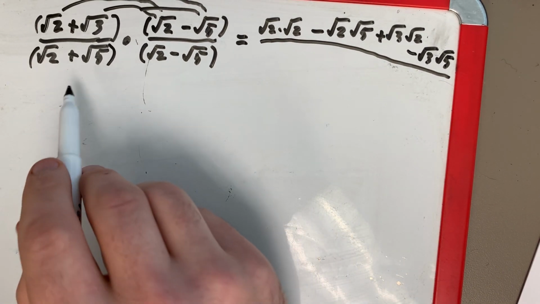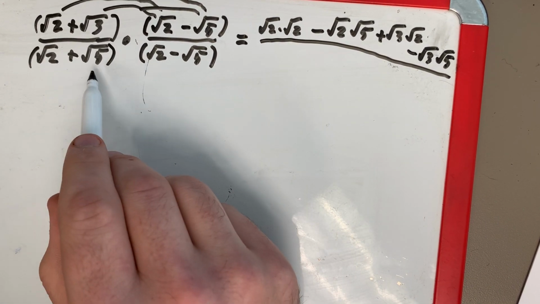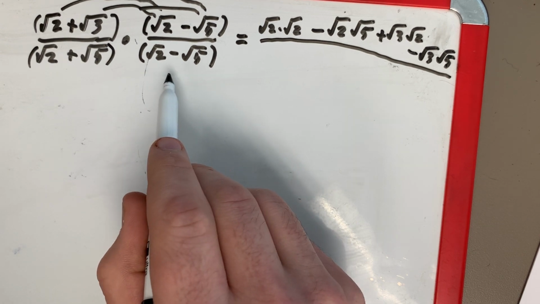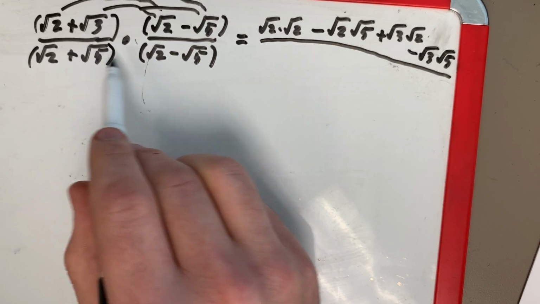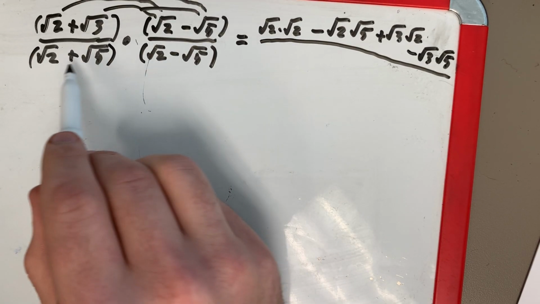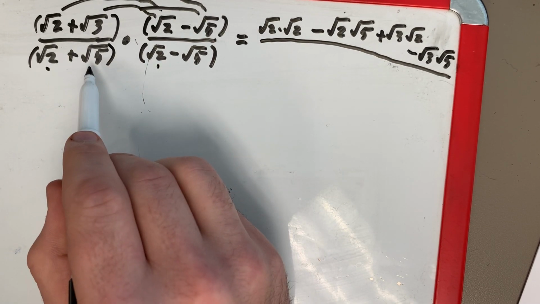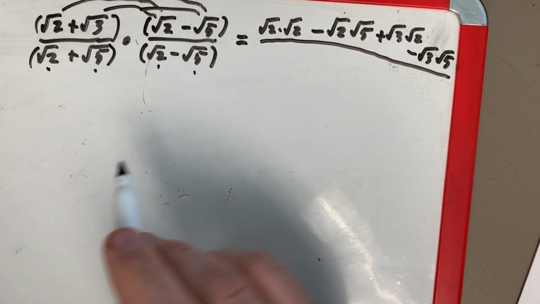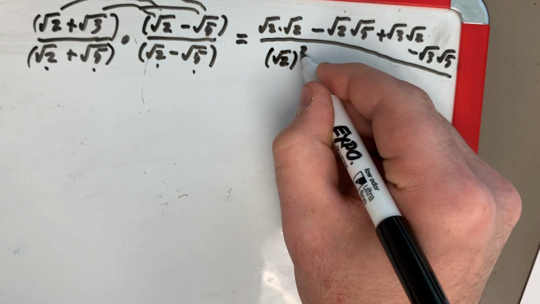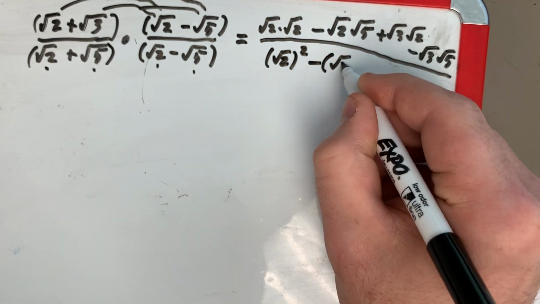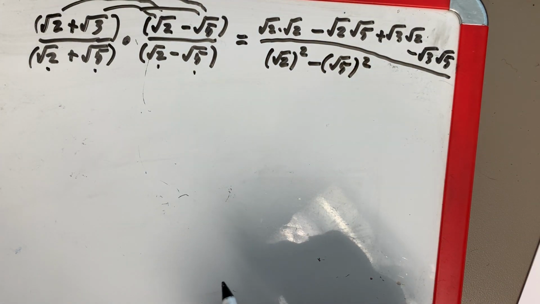Thank goodness. And the denominator here, we have a difference of squares instance. So we have root 2, root 5, plus, minus. So this is going to turn out to be this times this, minus this times this. Okay, so that gives us square root of 2, quantity squared, minus square root of 5, quantity squared.